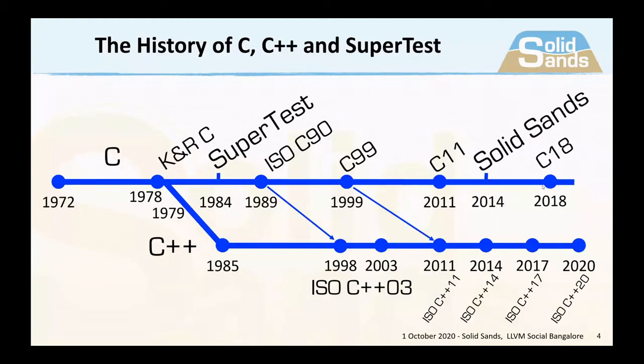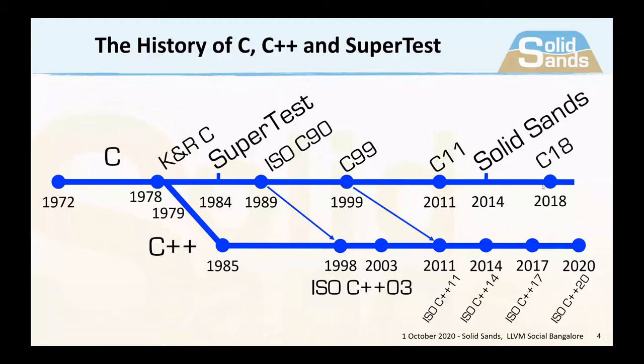So let's start with a short history of C and C++ and where Supertest fits in. So the first implementation of C is from 1972, with the first book about C coming out in 1978. That was the K&R C book. The first implementation of C++ is from 1985. So all these languages, they are already quite old.